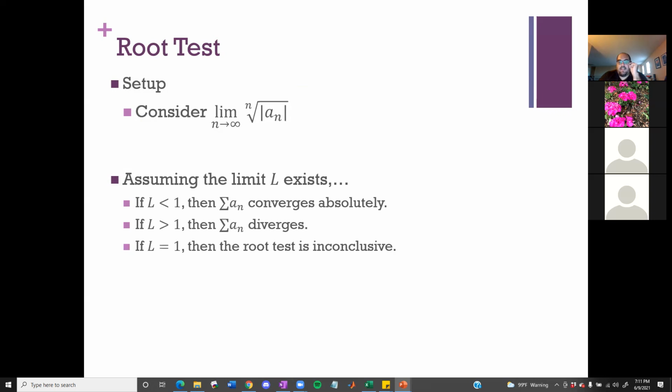So if L is less than 1, then you have absolute convergence. If L is greater than 1, you have divergence, and if it lands on 1, then you get no conclusion. Again, I saw people trying to use this on the quiz, and I don't believe it was used correctly. In fact, both times I saw L equals 1, which doesn't give you anything.